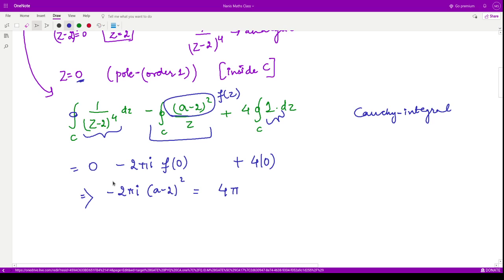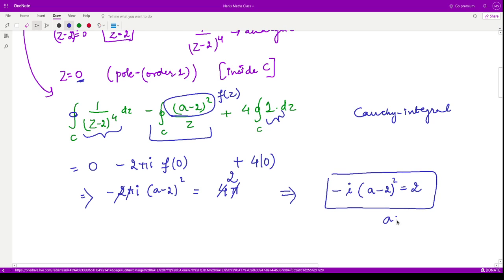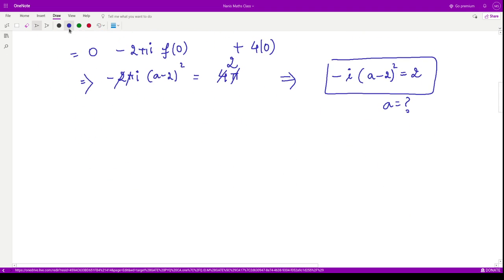So what would that be? We can cancel this pi term over here, and we can also divide. So we'll have minus iota multiplied by (a minus 2) whole square, that would be equal to 2. So from here, we have to evaluate what a is. So let us go one by one. Firstly, we'll check for option A.